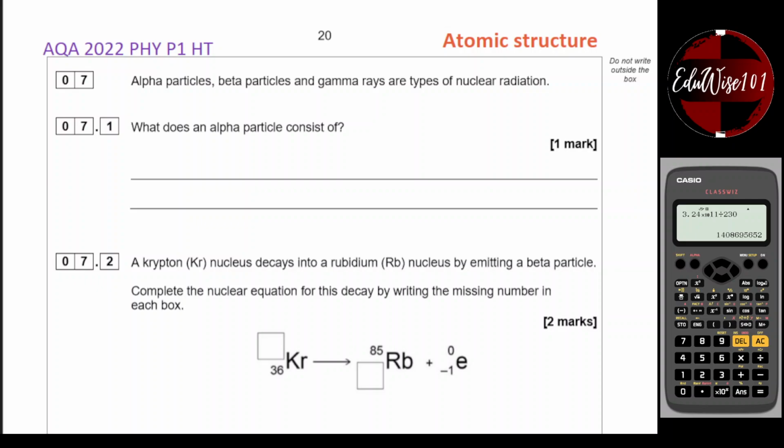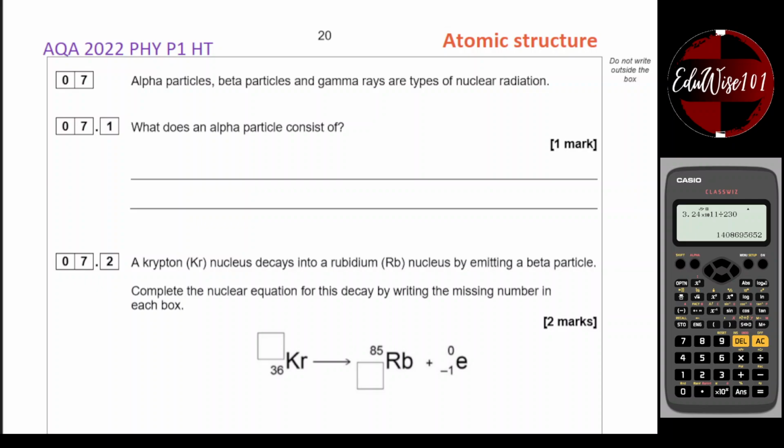In this video, I'm going to go through question number 7 from the AQA 2022 Physics Paper 1 higher tier. This question is on the atomic structure topic on nuclear radiation. Alpha particles, beta particles, and gamma rays are types of nuclear radiation. What does an alpha particle consist of?